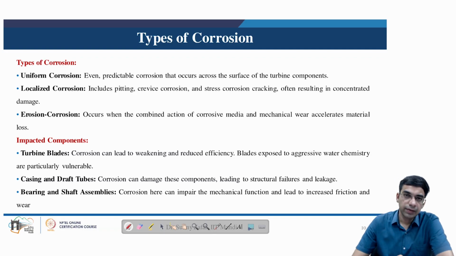The components which are widely impacted by corrosion in hydro turbines include turbine blades. Here corrosion can lead to weakening and reduced efficiency. Blades exposed to aggressive water chemistry are particularly vulnerable. Casing and draft tubes are other components where corrosion can damage the components, leading to structural failures and leakage. Bearing and shaft assemblies: here corrosion can impair the mechanical function and lead to increased friction and wear in the hydro turbine components.